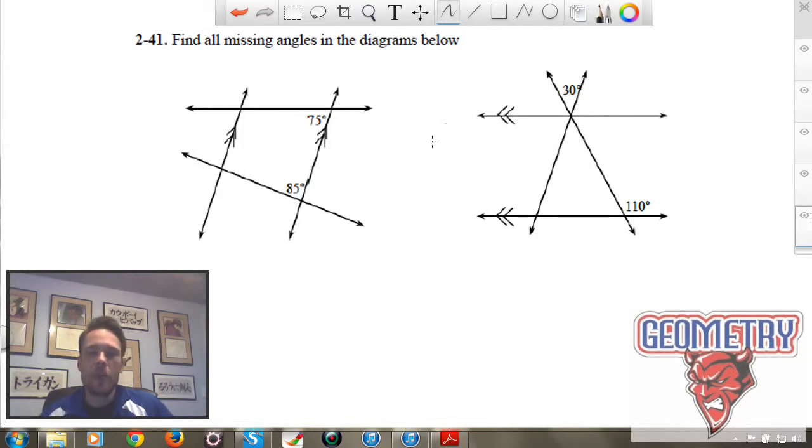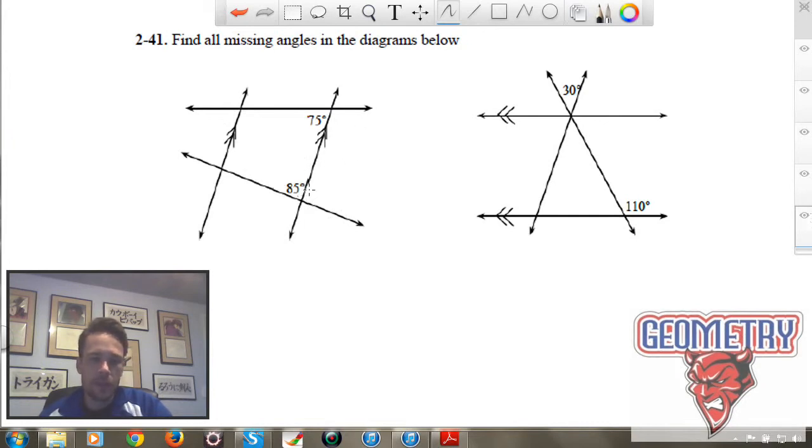And in this particular problem, we're asked to use all our knowledge about parallel line properties, angle relationships, and triangle angle relationships to find all the missing angles in the diagrams. So we're going to be dealing with things like supplements and complements, corresponding angles, alternate interior angles, alternate exterior angles, and vertical angles. There are a lot of different angle relationships that we can use when we see two parallel lines cut by a transversal.